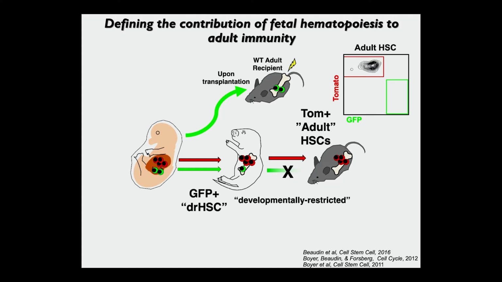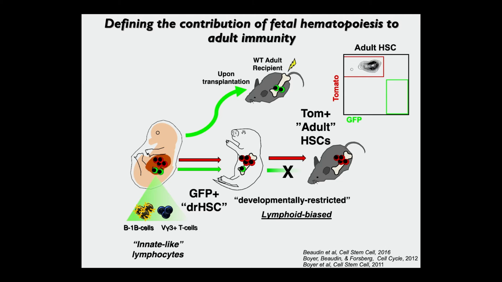Now, we showed that these two HSCs were functionally distinct. This GFP-positive DR-HSC was lymphoid-biased, both transcriptionally and functionally. And we further showed that this GFP-positive DR-HSC was responsible for the production of a subset of these fetal-derived immune cells, most specifically these innate-like lymphocytes, including both B1 B cells and Vgamma3-expressing gamma-delta T cells.